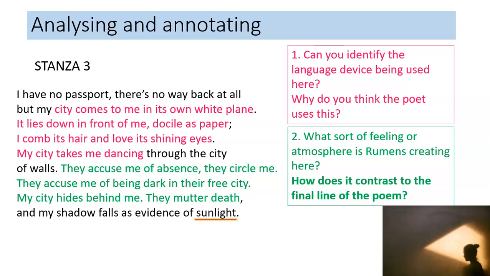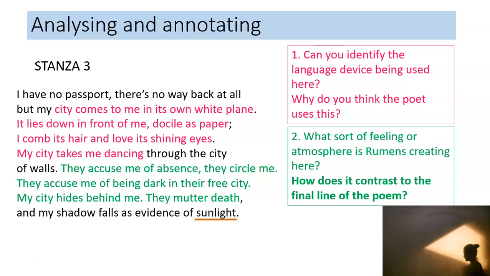She says, my city hides behind me. Again, that's personification. There's a sense here that she feels very protective over her homeland. She feels protective over the place that she's come from. So there's themes here of her feeling quite protective over her identity and who she is.